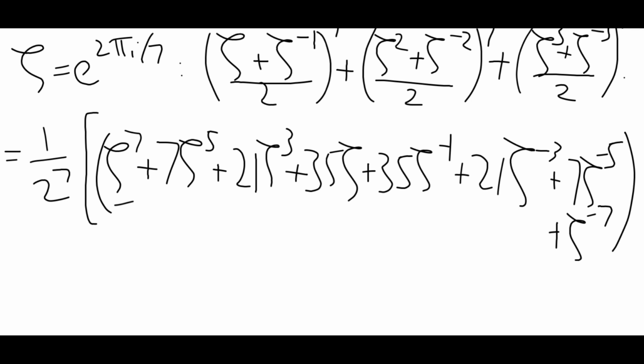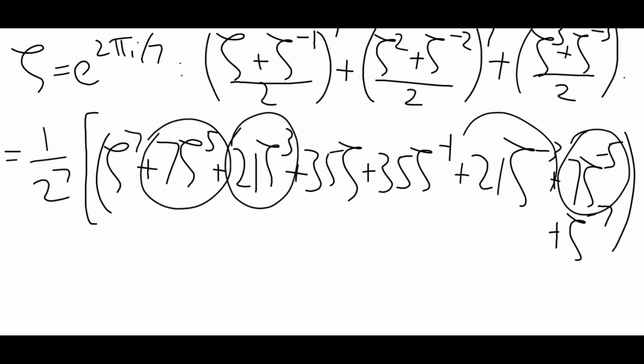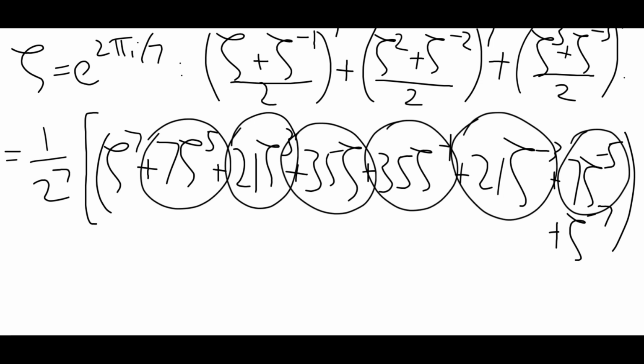And then for the other terms, for example, 7 zeta to the 5th and 7 zeta to the minus 5, I'm going to get something symmetric from the other 7th powers as well. So what I'll end up with is actually 7 times all the 7th roots of unity, except for 1. I'm not going to get any 1s in these terms. And something similar happens with these terms. I get 21 times the sum of everything other than 1, and 35 times the sum of everything other than 1.